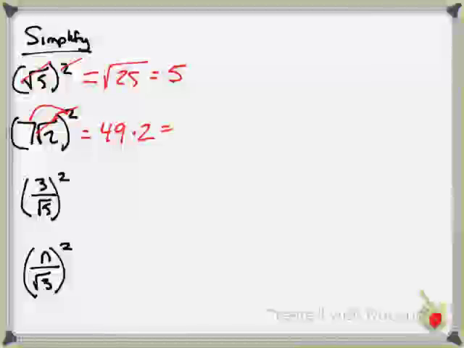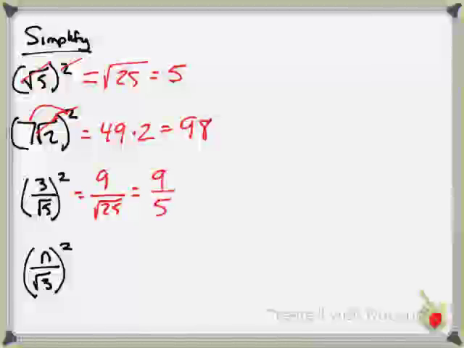49 times 2 then is 98. Okay? So when we're squaring a number that has more than one part to it, we must square all the parts. Square the 7 and get 49. Square the square root of 2 and get 2, and then multiply that together. Likewise with a fraction. When you square a fraction, you must square all the parts. So what will I get on top? 9. What will I get on bottom? The square of the square root of 5, which is 5.